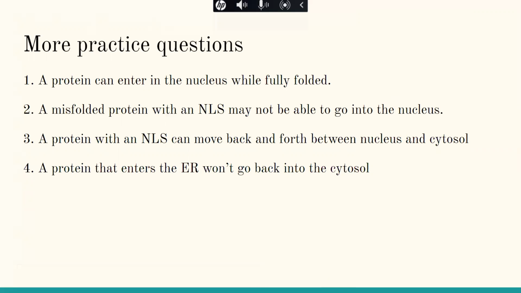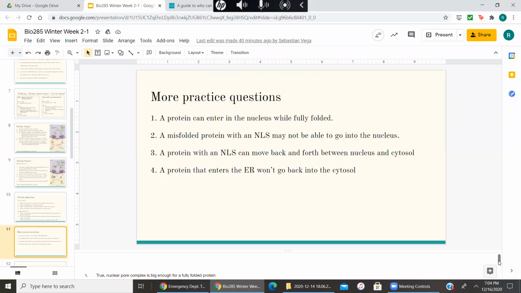Number 2: a misfolded protein with an NLS may not be able to go into the nucleus. Ooh, that's interesting. I think so, because the nuclear localization sequence is a portion of the folded protein. So if the atoms in the protein are shifted, I don't know. Let me check the answer for that one. So yeah, this one's true because that makes sense. When misfolded, it won't be able to bind to importin, right?